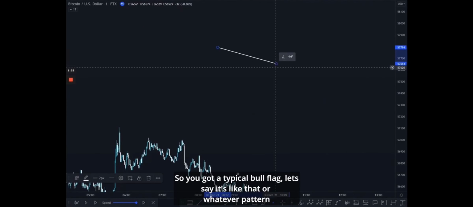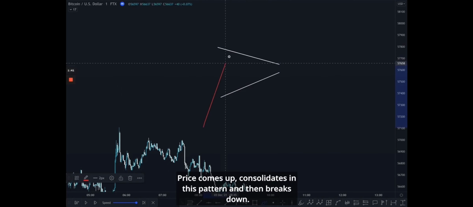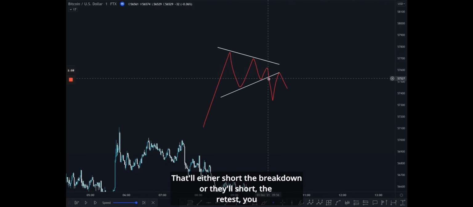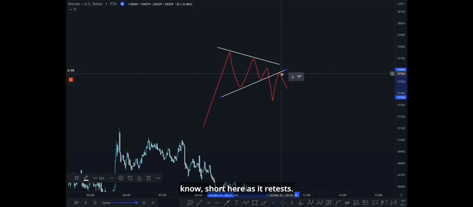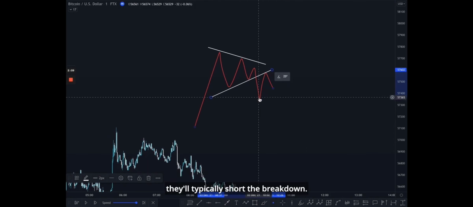Right, so you've got a typical bull flag. Let's say it's like that, or whatever pattern you call it, pennant or continuation. Price comes up, consolidates in this pattern, and then breaks down. The way retail will trade that is one of two things. They'll either short the breakdown, or they'll short the retest, short here as it retests. They won't typically wait for it to actually fail, or even if it does, they'll typically short the breakdown.